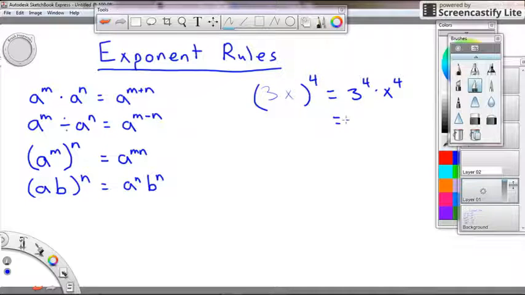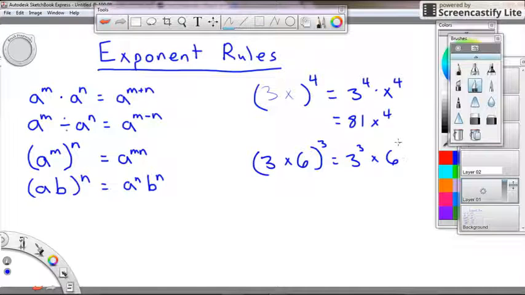So 3 to the fourth is 81, and x to the fourth is just x to the fourth. Let's see if I had 3 times 6. So this is a product, and I raise this to the third power. So I have to raise 3 to the third power and 6 to the third power, and multiply those together. So this would be 3 to the third, which is 27, and 6 to the third is 216.